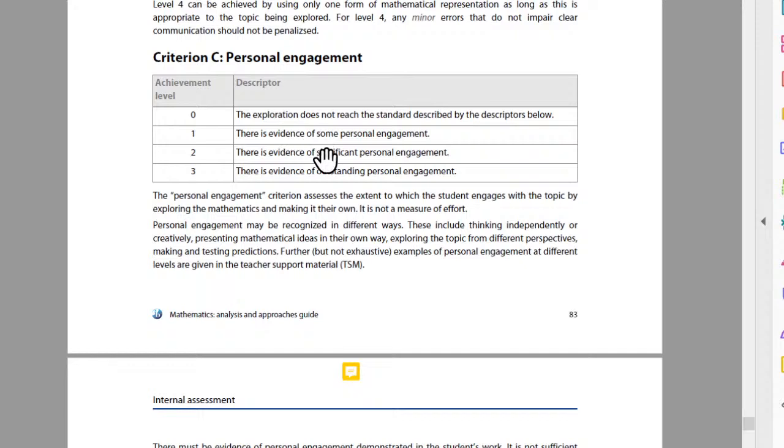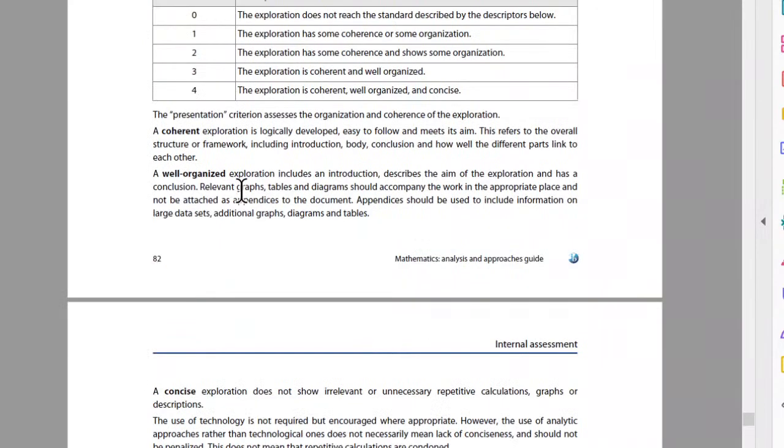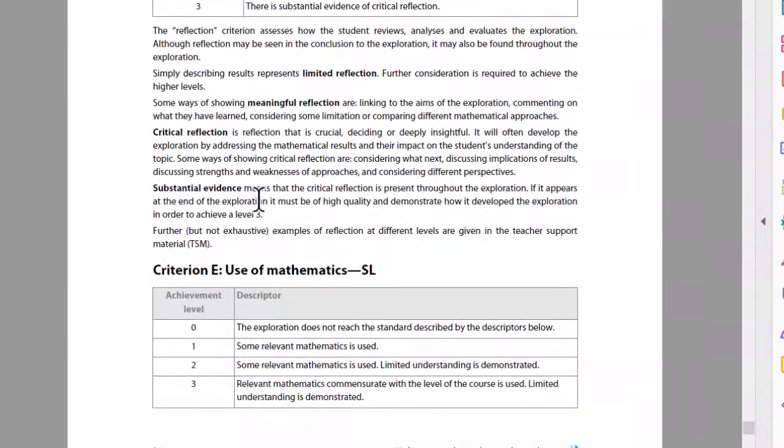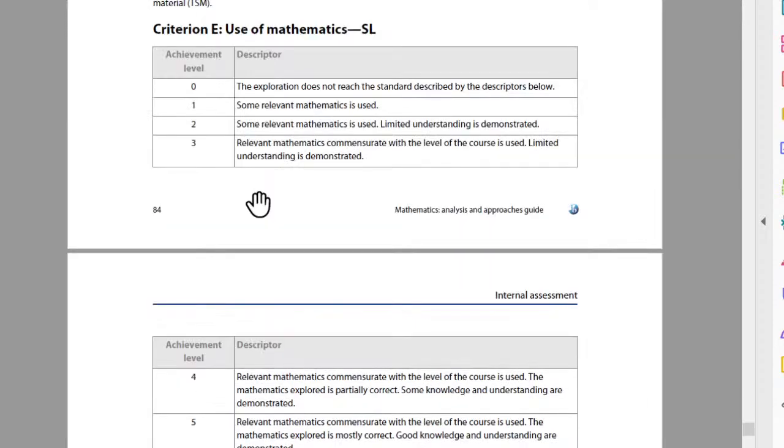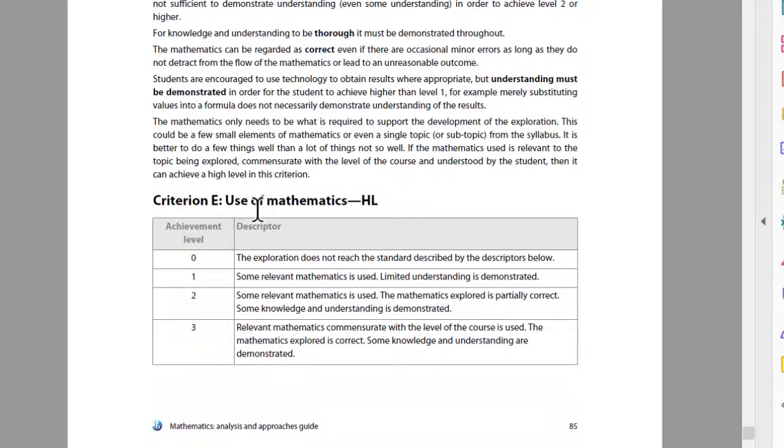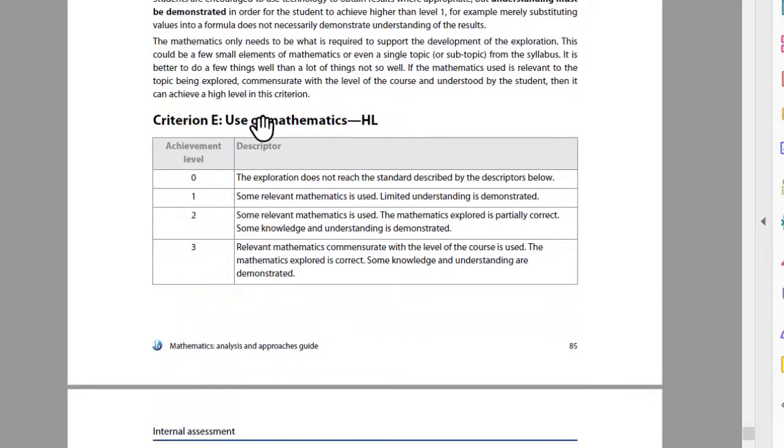Evidence some personal engagement. Yeah, we'll say it's around 13, 14-ish. 13, 14, so that's the same as what the teacher gave them. Use of mathematics HL. Yeah, some knowledge and understanding is demonstrated. It's partially correct.